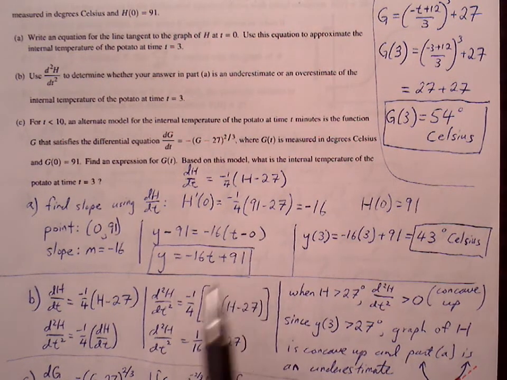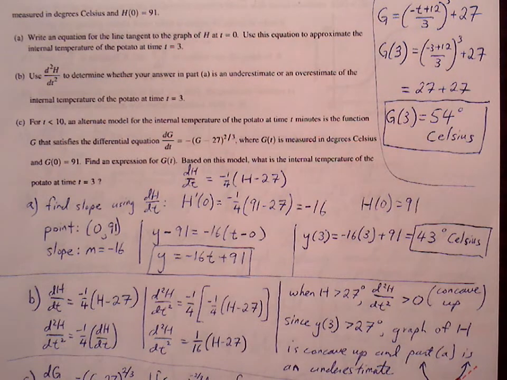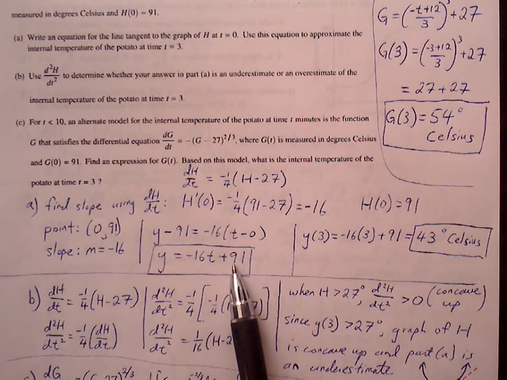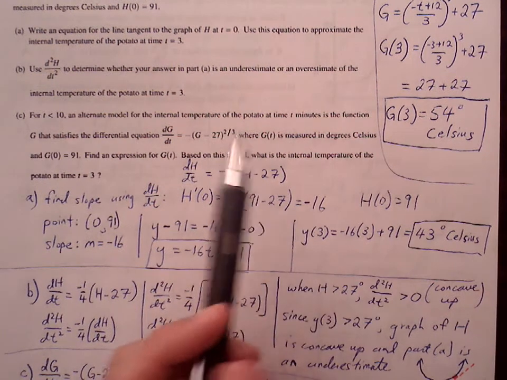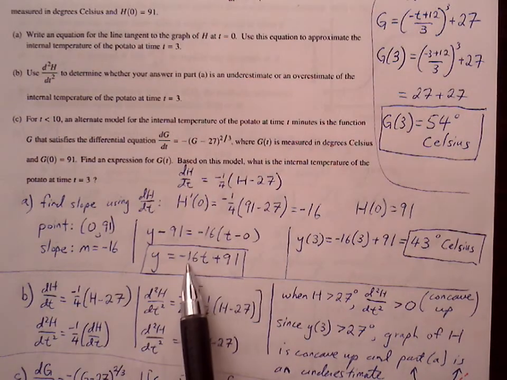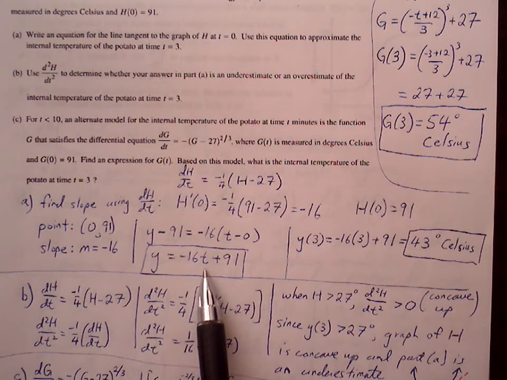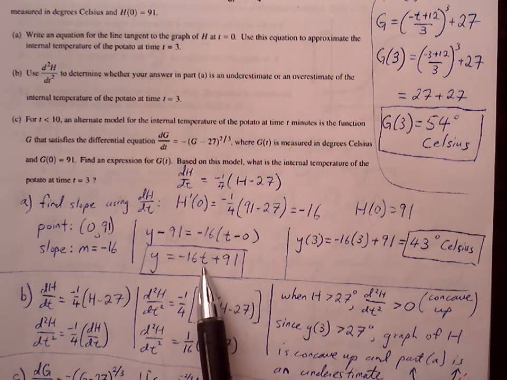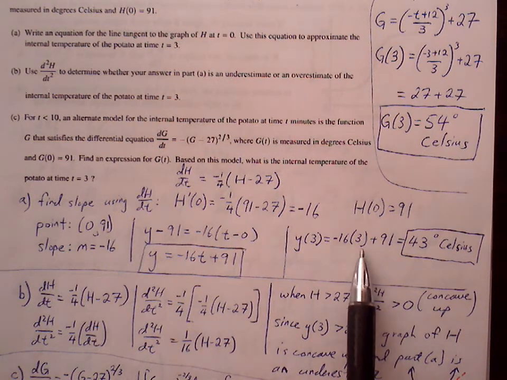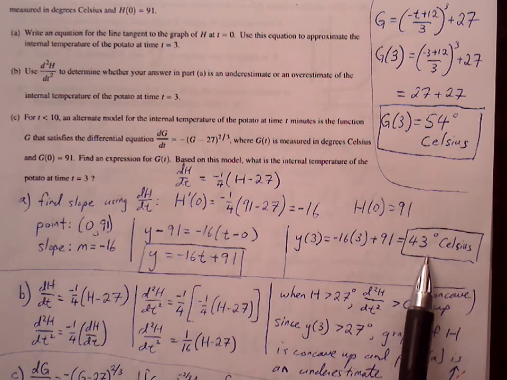So we have our equation, but it's asking for the approximation. So here is our linear equation that we're going to use to approximate. We want to figure out what the temperature is at t equals 3. So using this line, we're going to approximate it. Plug 3 in for t: -16 times 3 plus 91. So approximately, according to this equation, the temperature at 3 minutes after the potato has been taken out is going to be 43 degrees Celsius.